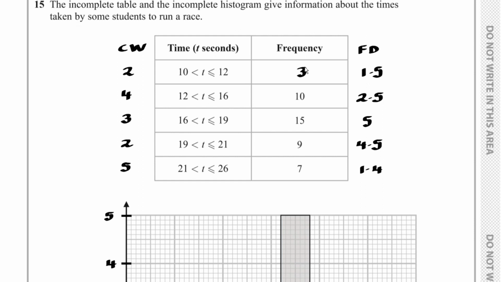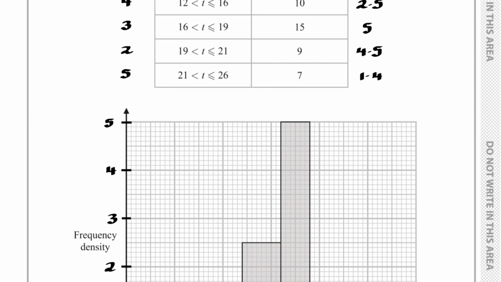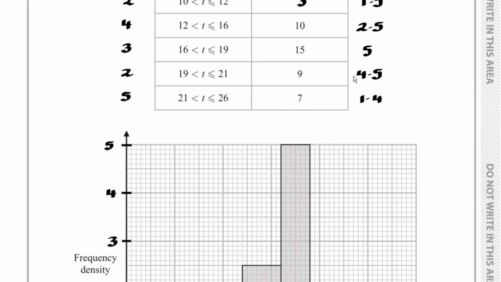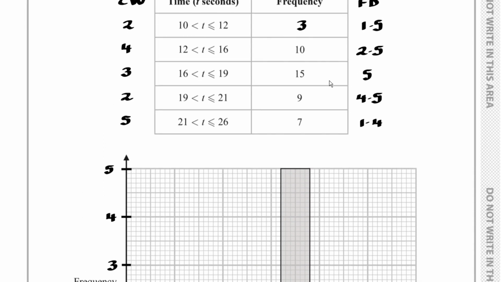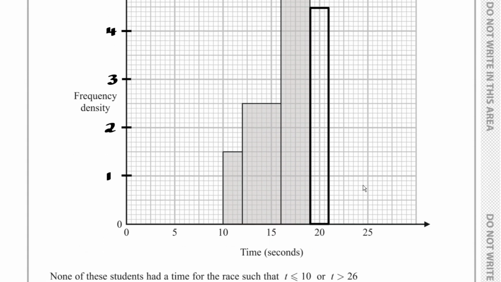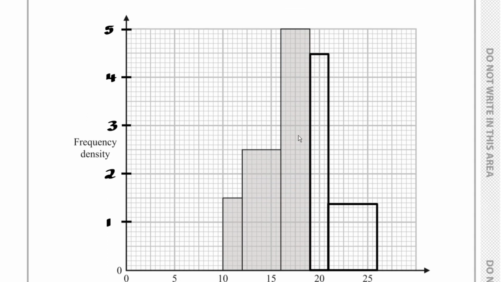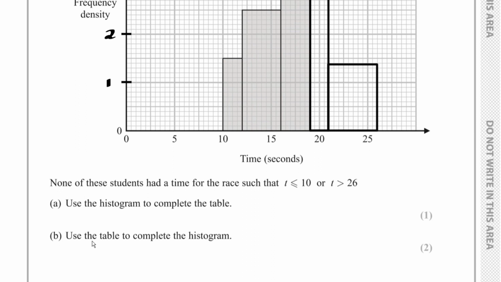So here is the complete table. And if I finish off the other boxes, from 19 to 21, I've got 4.5, that's shown here. And from 21 to 26, I've got 1.4, that's shown here. Here is the complete histogram. So that satisfies part B of the question.